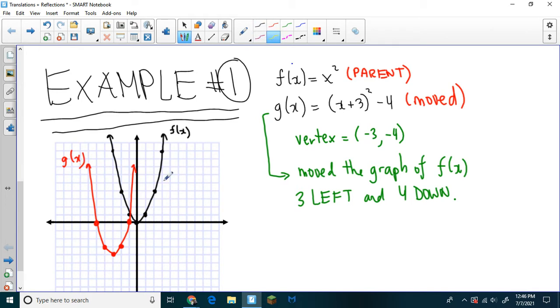Okay. And again, essentially, what have I done? I've taken this point, right? It's gone 4 down and 3 to the left. Right, this point, 4 down and 3 to the left. Okay? This is -4. This is -3.